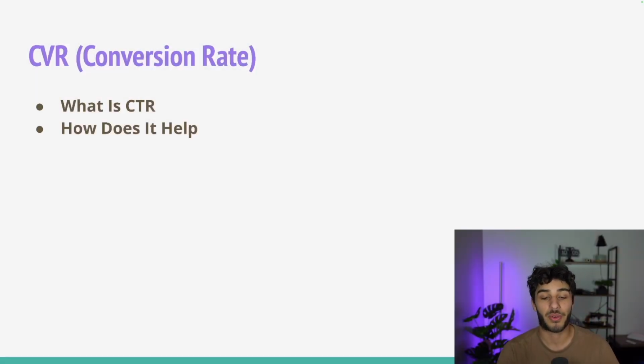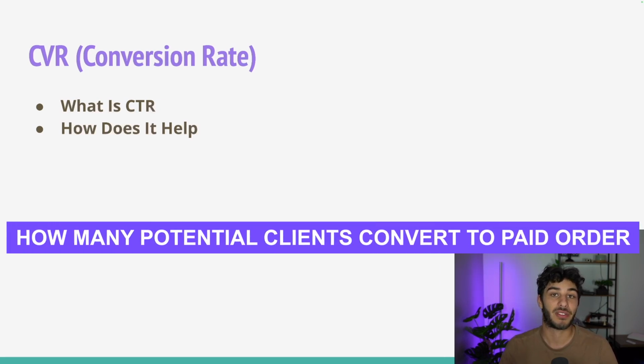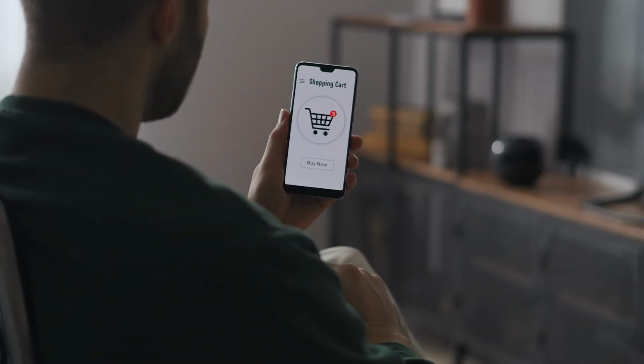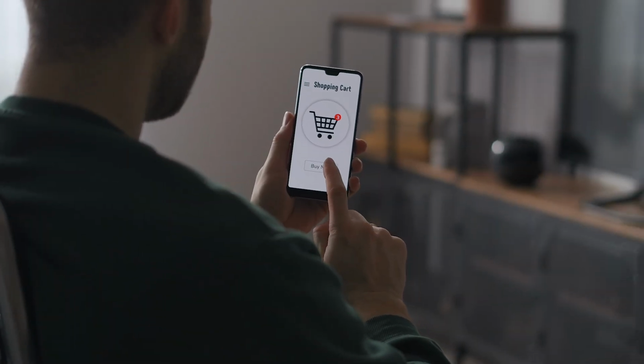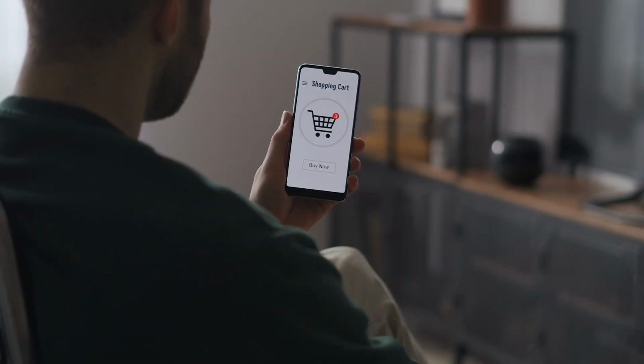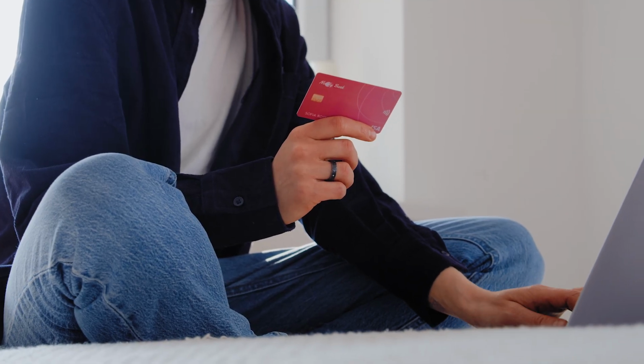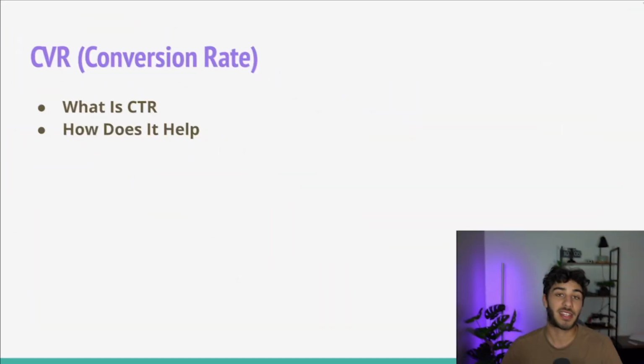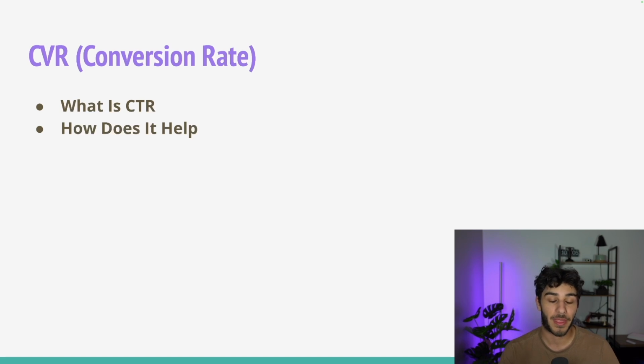The next term that you probably need to know is going to be CVR, or your conversion rate. Now, what is CVR? Your conversion rate is going to be how many potential clients actually convert to a paid order. So let's say 10 potential customers go to your website and they all add that product to their carts, like they're going to check out, but only one person actually checks out and you only get the money from one person. That's going to leave you with a 1% conversion rate. Now that's not terrible. If you get 100 people adding your product to the cart with that same 1% conversion rate, that's going to be 10 sales. At $35, like we talked about before, that's going to be $350.